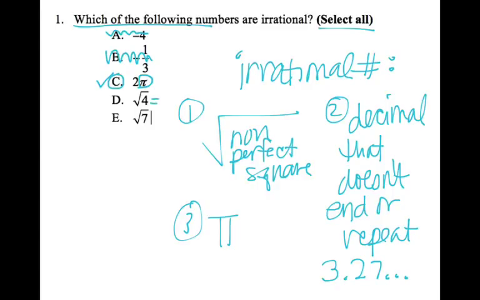D, the square root of 4 equals 2. 2 is an integer, so D is out. E is the square root of 7. 7 is non-perfect, so E is also an option. So we have C and E.